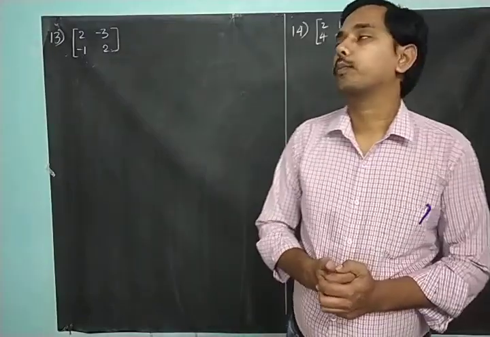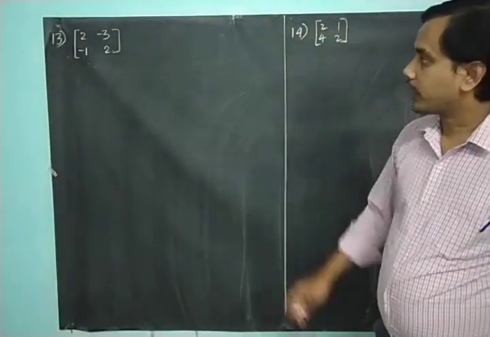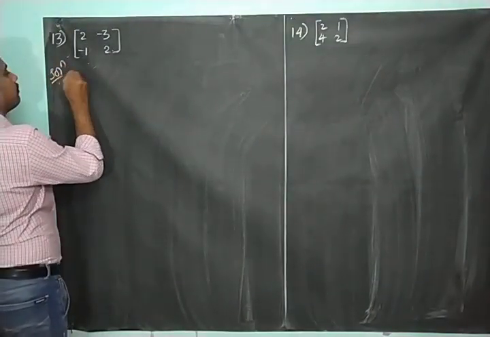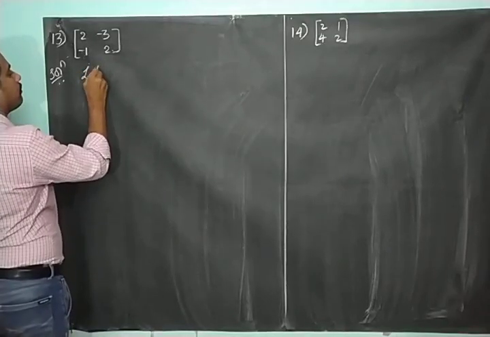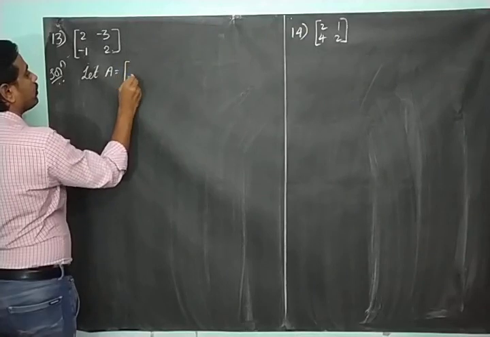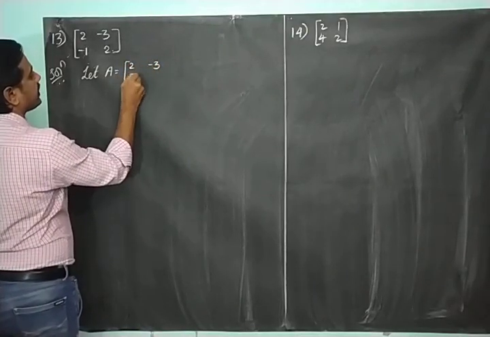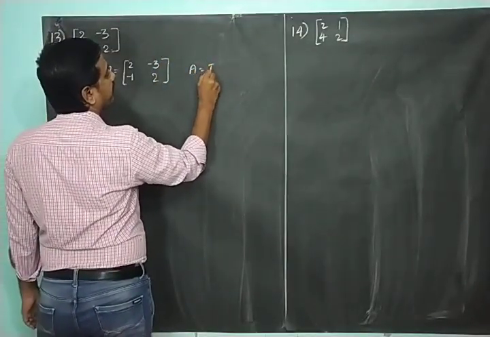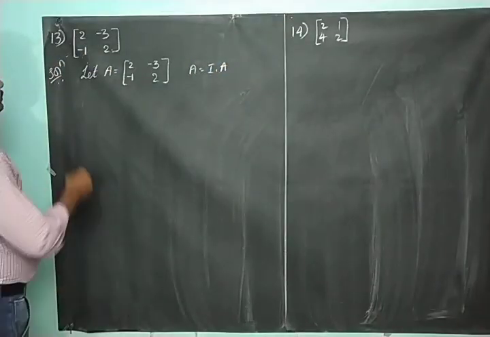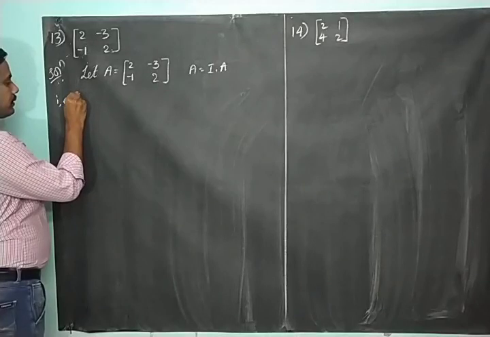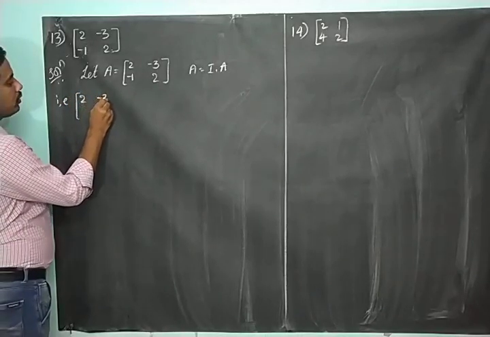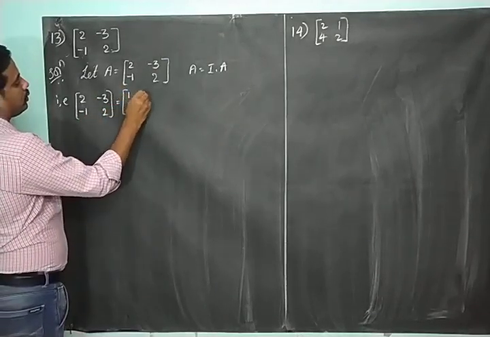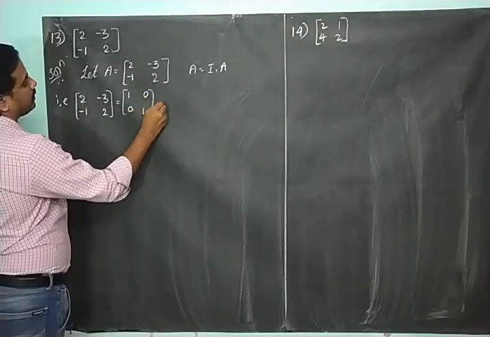So friends, I hope you understood those previous problems. Let us solve this 13th one. Let A be equal to 2, minus 3, minus 1, 2. We know that A can be written as I into A, that is, 2 minus 3 minus 1 2 will be equal to 1 0 0 1 into A.